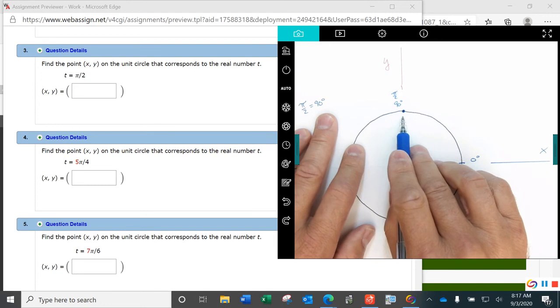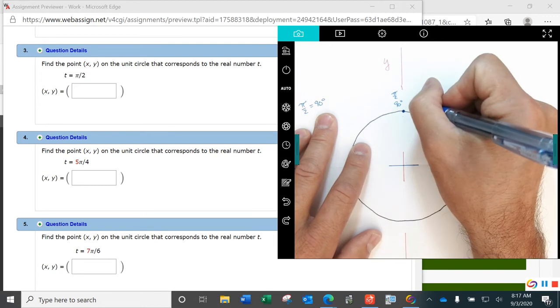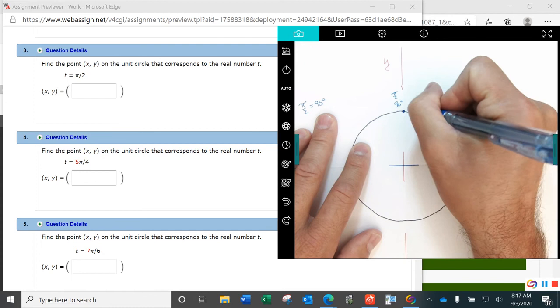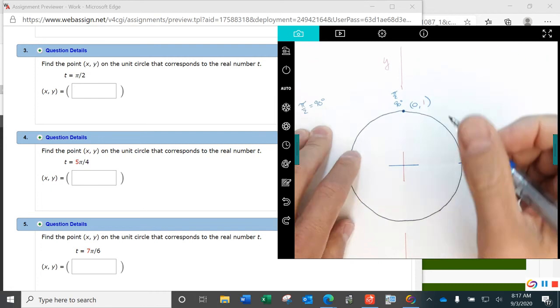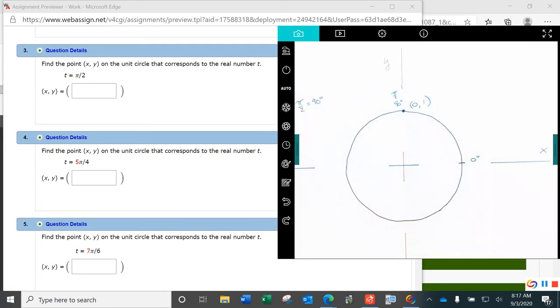And of course, this ordered pair here is 0, comma, 1. And so that is our answer for the ordered pair x, y. And we can put that into our homework set if that was a homework question of ours.